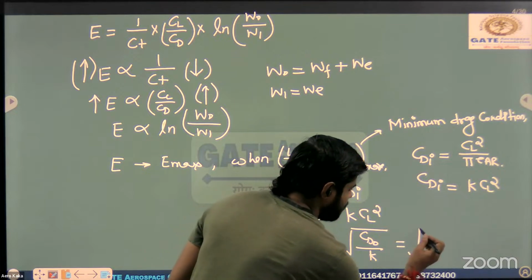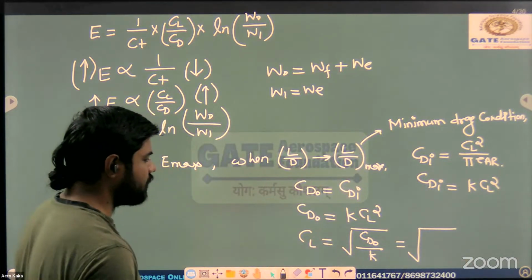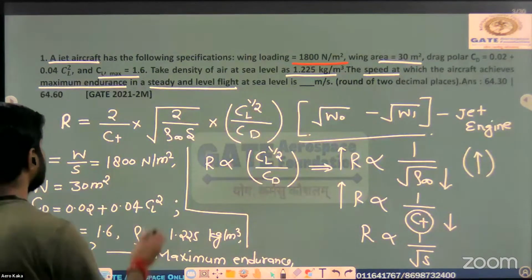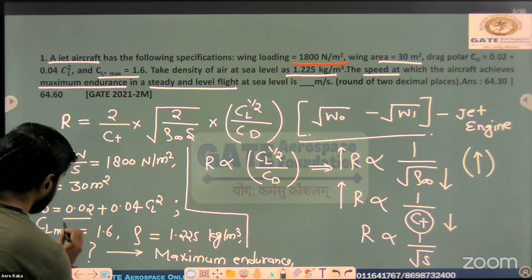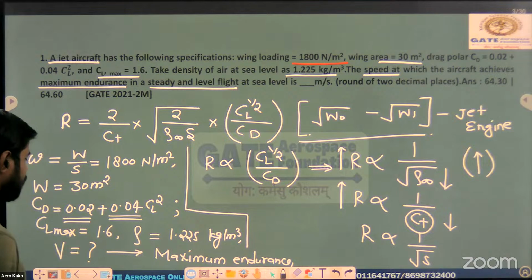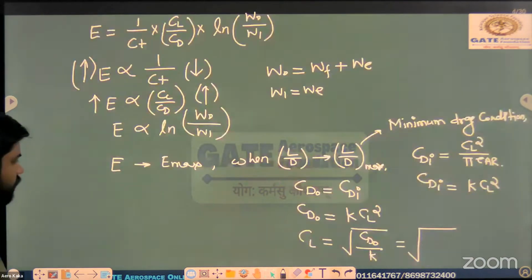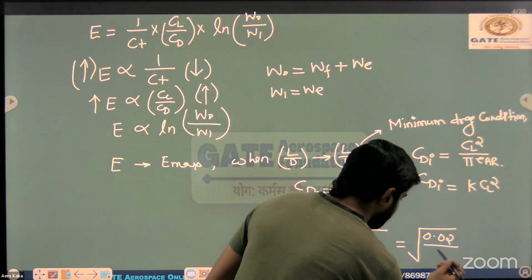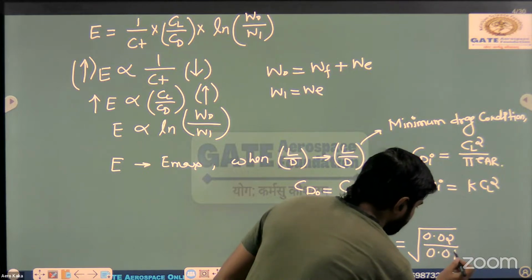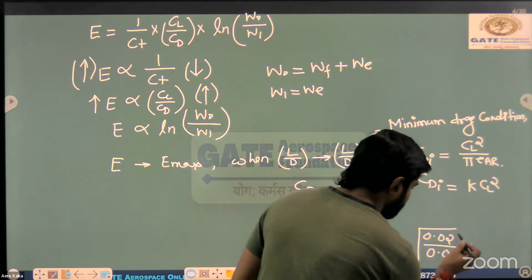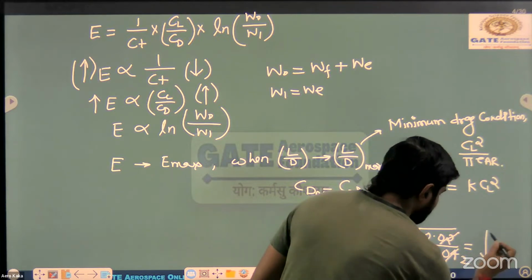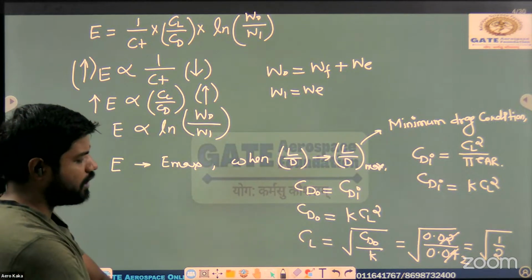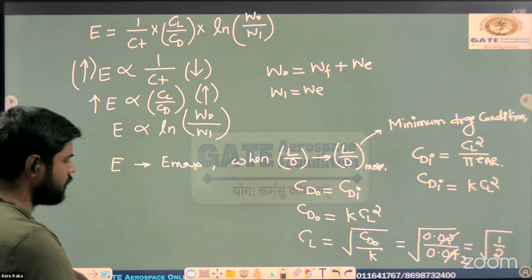Now, just simplify. What is the value of this CD naught here? CD naught value here is given 0.02 and K value is given 0.04. CD naught is 0.02, K value is 0.04. So how much will you get? 0.7071. So you will get this value as root of 1 by 2. Check please. Are you getting this one? Yes, sir. Okay.